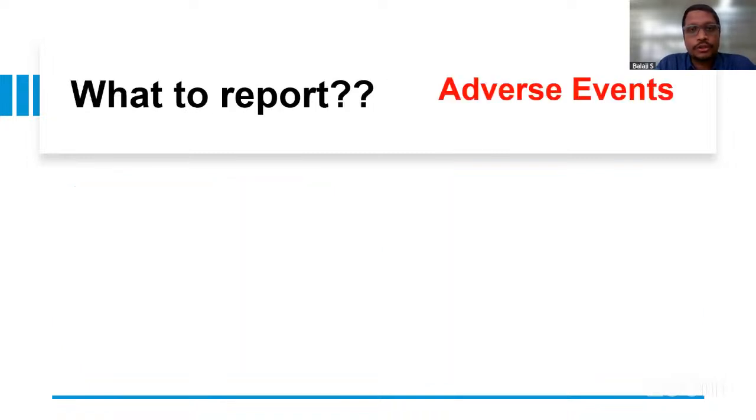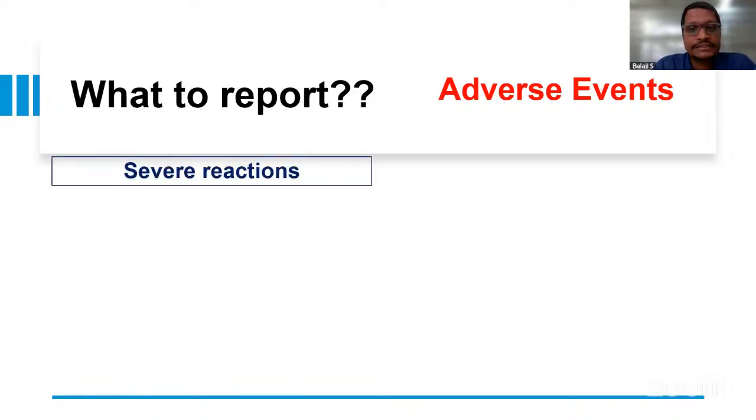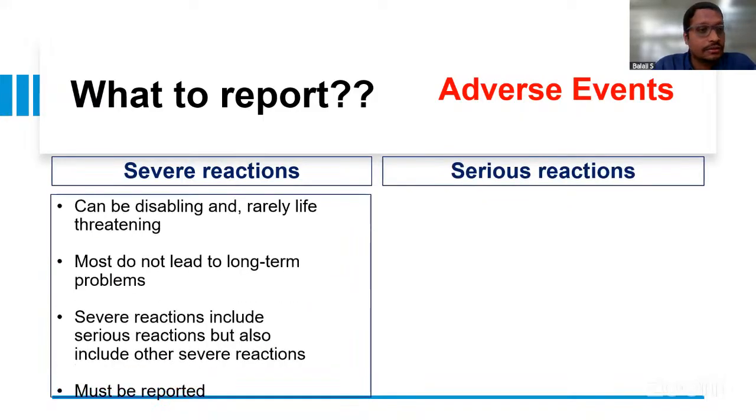Next is what is to be reported. Any adverse event that happens during the due process of the clinical trial has to be reported. It can be a severe reaction, it can be a serious reaction. Severe reactions can be disabling, a permanent or maybe a temporary disability, and rarely life-threatening. Most do not lead to long-term problems.